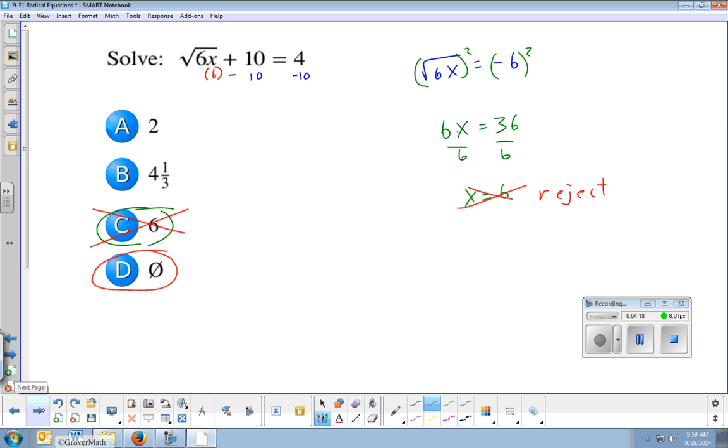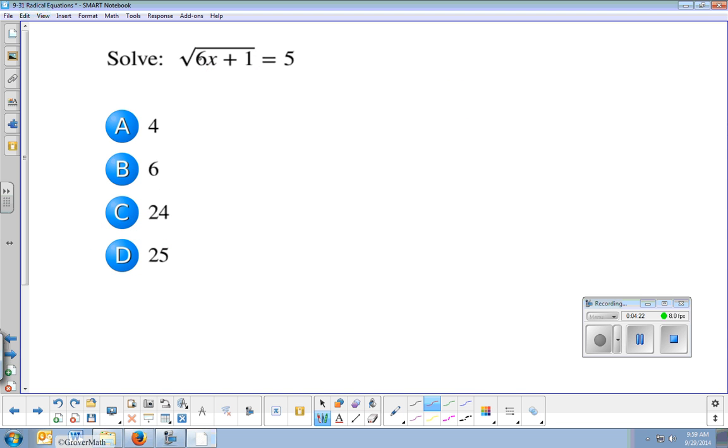Okay, let's see here. Next one. So the square root of 6x plus 1 equals 5. Now, this is what I was talking about before. Notice that this plus 1 is under the square root. That means I can't subtract 1, at least not yet. The only thing over here is what's under the square root, so I need to deal with that first, and that's going to be squaring to get rid of that square root.